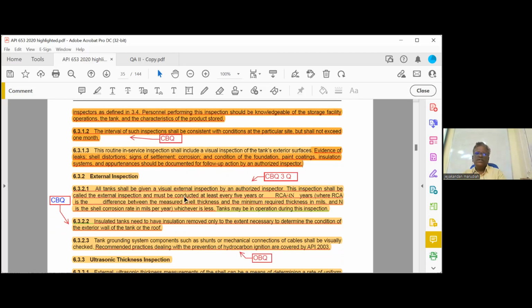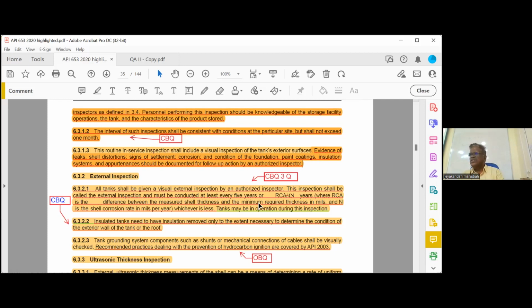N, 4N. Yeah. All tanks shall be given a visual external inspection by the authorized inspector. See, last time they asked 3 questions in this calculation. This inspection is called an external inspection and must be conducted at least every 5 years or RCA by 4N. Please write in remaining corrosion allowance. Here it is, where RCA is the difference between the measured shell thickness and the minimum required thickness.